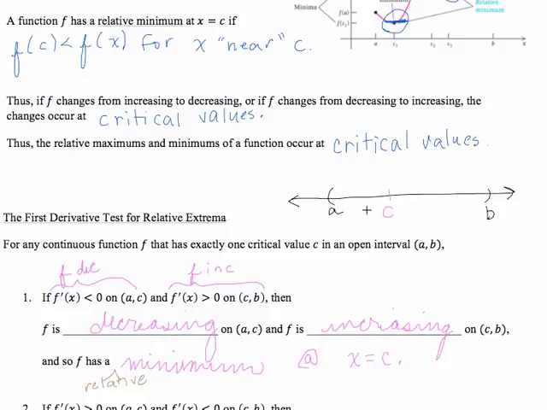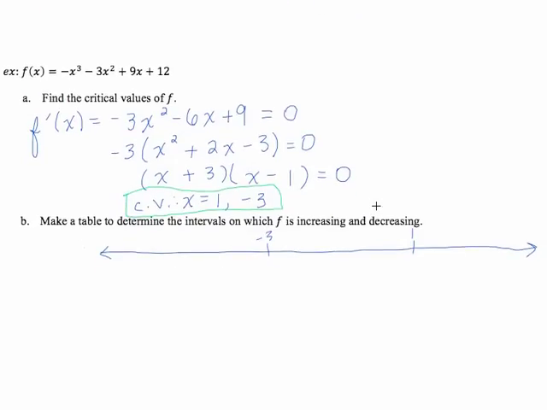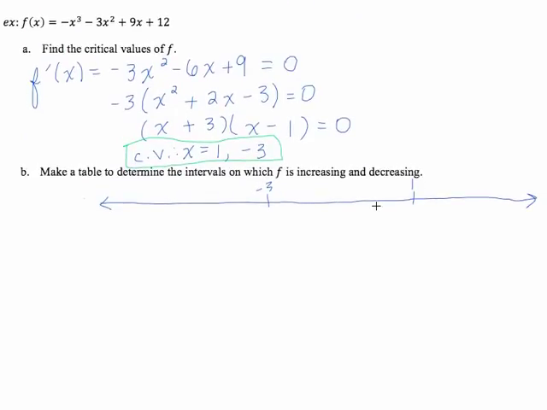Sorry about that. Okay, so to do that, we're going to look at the first derivative on each interval. We know that the function only could possibly change from increasing to decreasing or vice versa at critical values. So it's either increasing or it's decreasing on the entire interval from negative infinity to negative 3, and it's either increasing or decreasing on the entire interval from negative 3 to 1, and it's either increasing or decreasing on the entire interval from 1 to infinity.